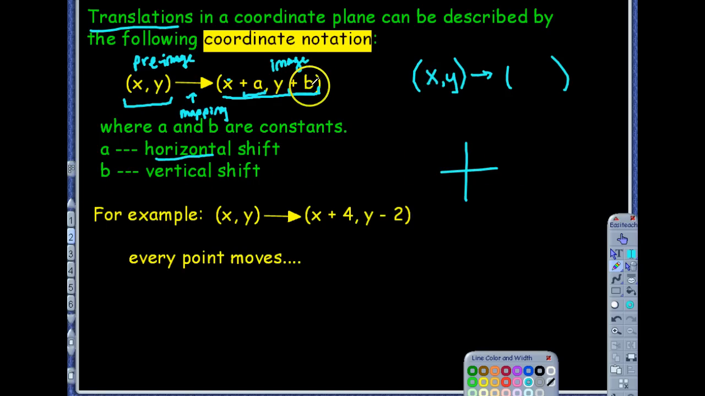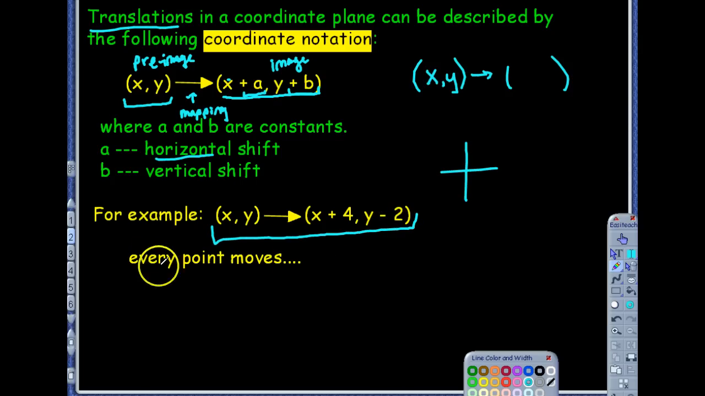And the B in this case is talking about the vertical shift because it's being added or subtracted to the y value. So vertical would be going either up or down. Exactly. So looking at this coordinate notation that they've given us in this example, it says that our x comma y, our original pre-image, is mapping to an x plus 4 and a y minus 2.